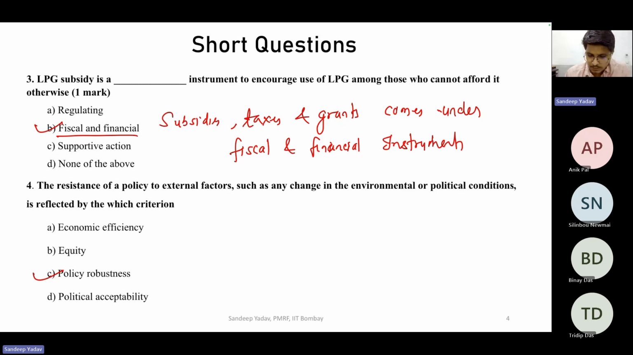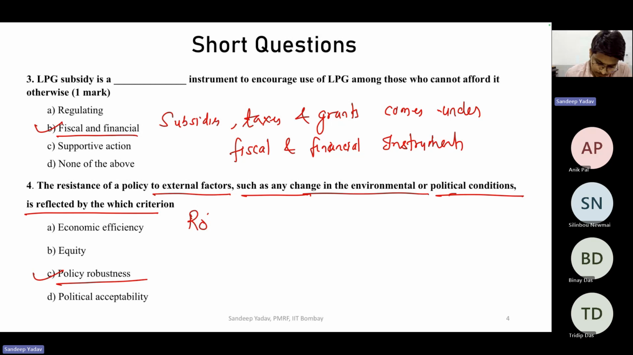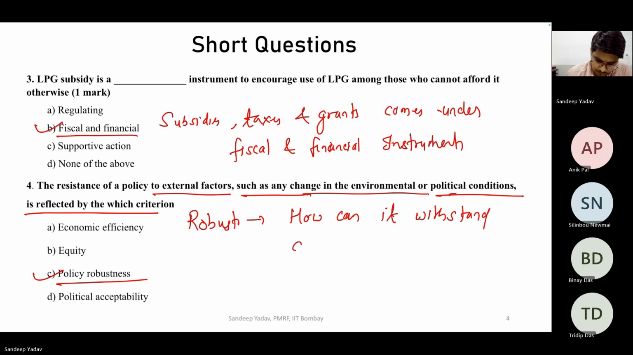The resistance of a policy to external factors such as any change in the environmental or political conditions is reflected by policy robustness. Robustness itself means robust. How can it withstand adverse conditions? So any adverse conditions like political or environmental changes can be reflected by the policy robustness.